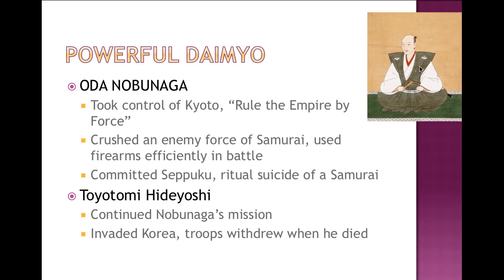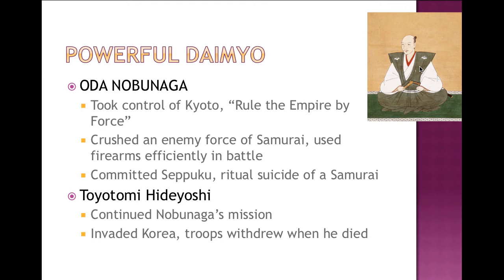So after Oda Nobunaga dies, one of his most trusted generals named Toyotomi Hideyoshi, he wants to continue his mission. He wants to go ahead and try to unify Japan just like Nobunaga tried to do. He was able to unify some of Japan. He was able to control most of the country. He really didn't want to stop with Japan, though. He wanted to expand and go into China.